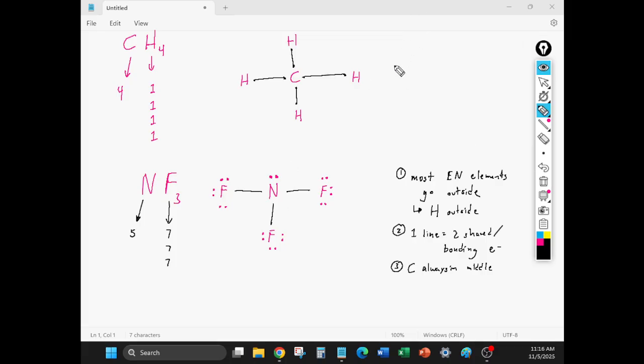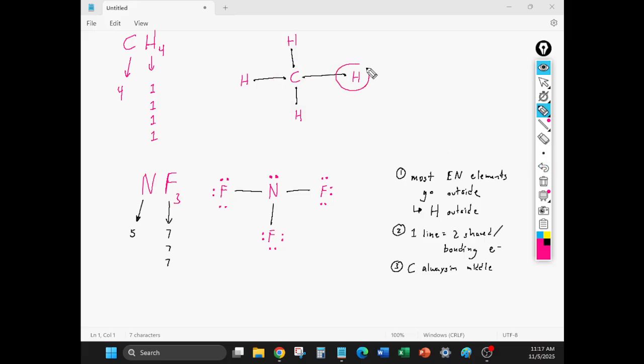Okay, so if you want to make a note, basically if you have a line next to an element, that means it has 2 electrons being shared. So if you look at carbon, how many lines are connected to carbon? 4. That means it has 8 electrons in its valence.